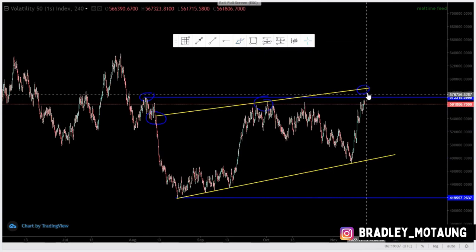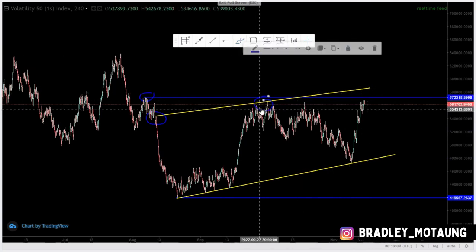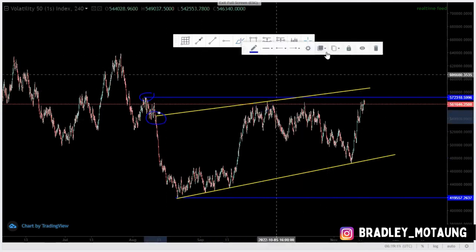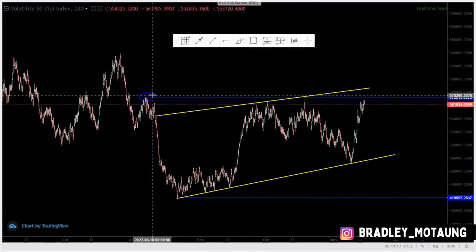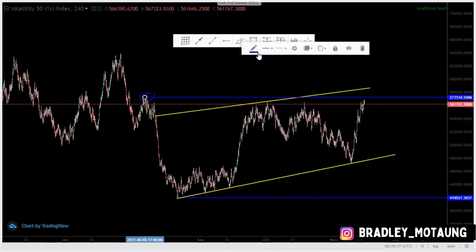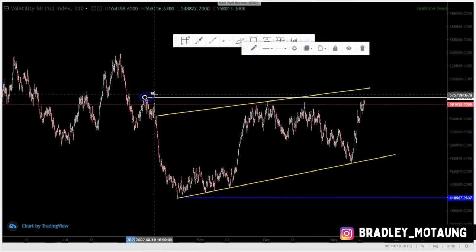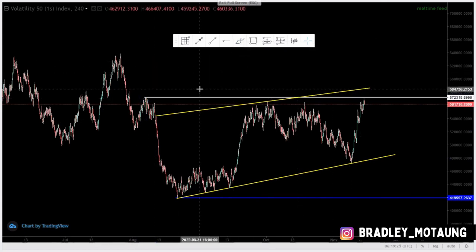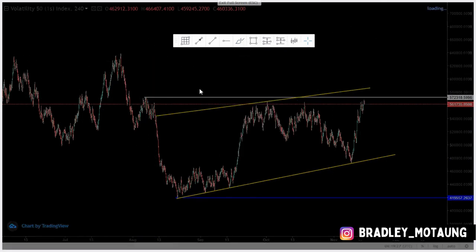Let me just remove a few of these drawings. So this is the Mass Psychology area that we are working with. Let me just change the color for that Mass Psychology area and make it white. So on the hour chart, let's check the hour.